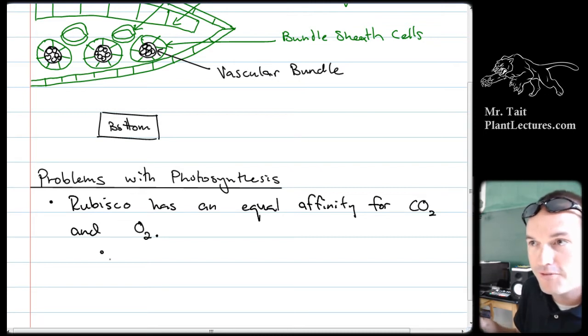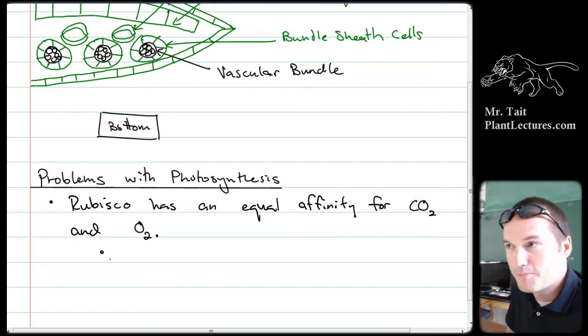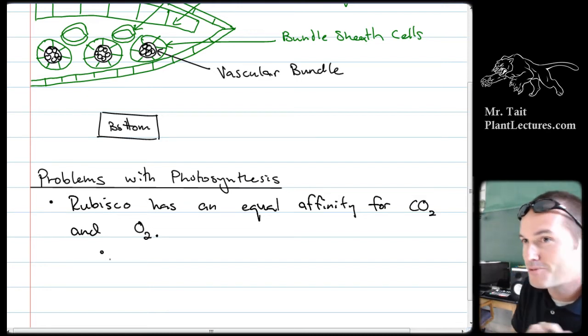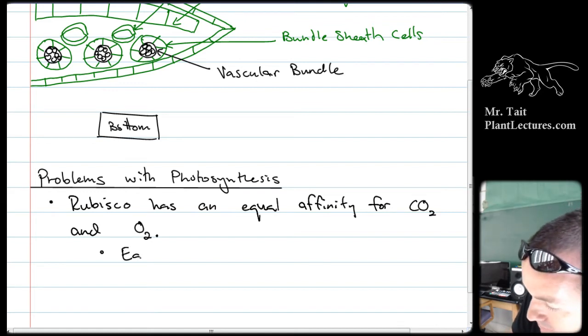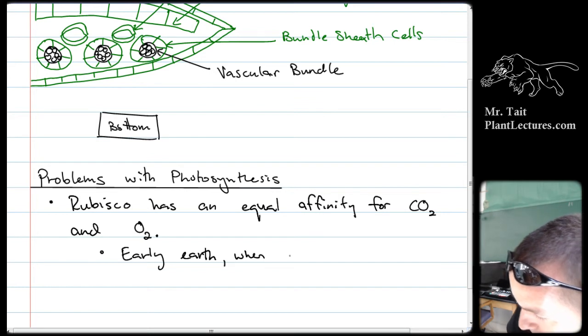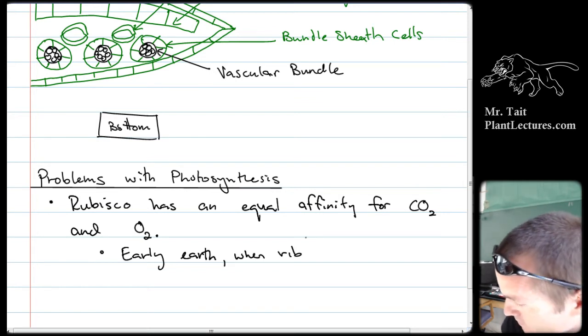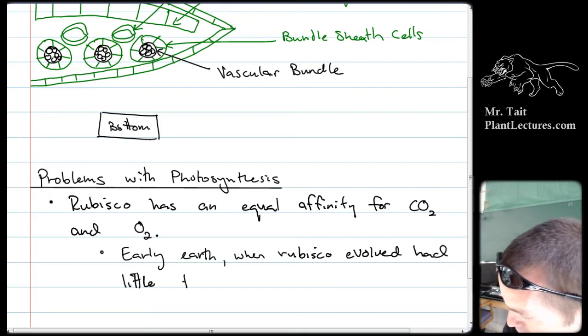Rubisco evolved to make photosynthetic things, right? Well, before there were photosynthetic things on Earth, there was no oxygen. The only reason we have oxygen on Earth is because of photosynthetic things, right? So early Earth, when rubisco evolved, had little to no atmospheric oxygen.